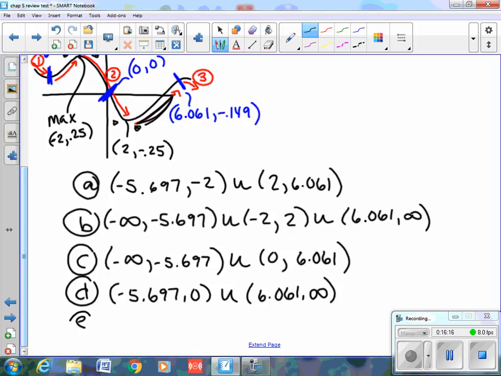And then E, my points of inflection, I listed them in blue. I really don't want to relist them, but my points of inflection are all in blue up there on my chart.